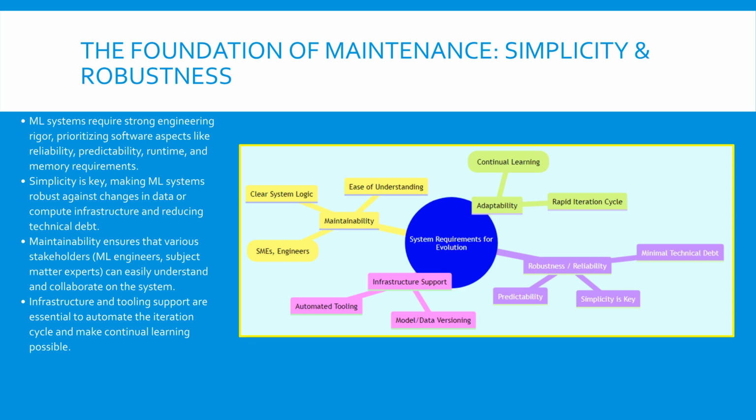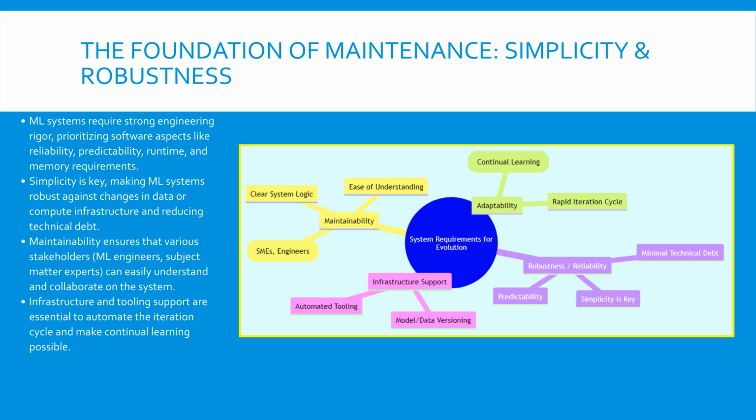This mind map summarizes the key requirements necessary for any ML system, intended for long-term maintenance and evolution. The first goal is maintainability, ensuring the system logic is clear and facilitates collaboration among different experts, such as engineers and subject matter experts. Second is adaptability, the system's ability to cope with data distribution shifts through rapid updates and continual learning cycles.